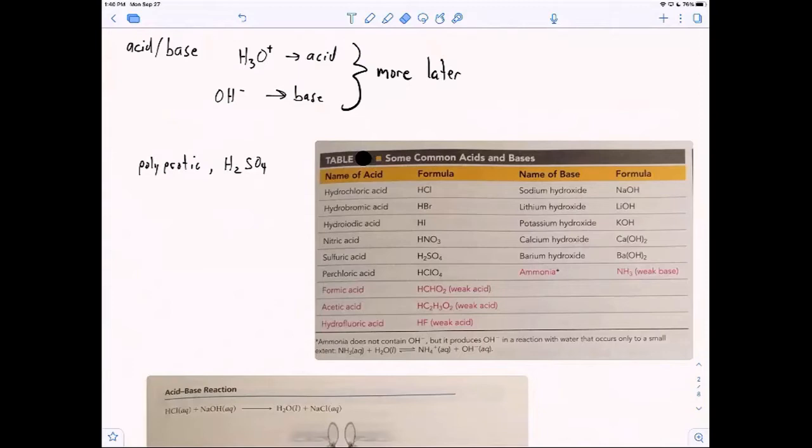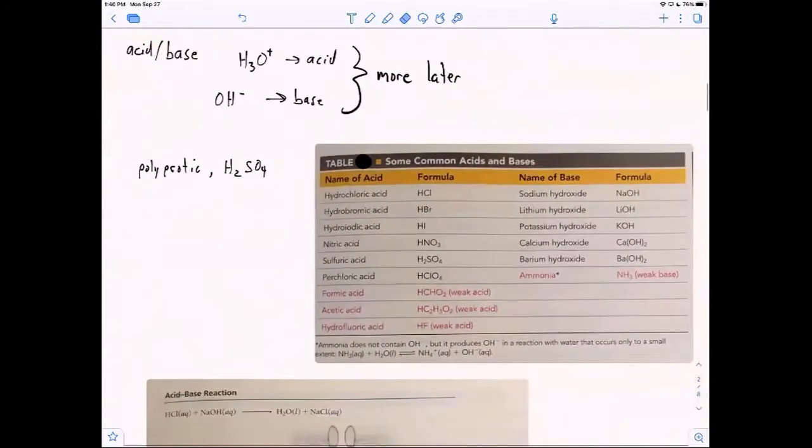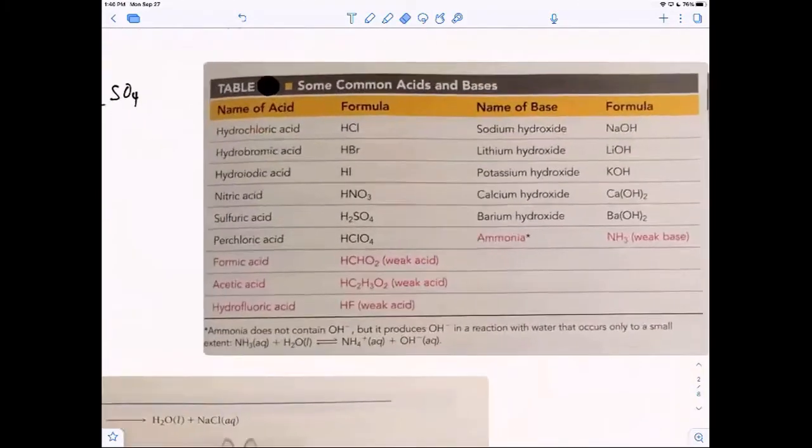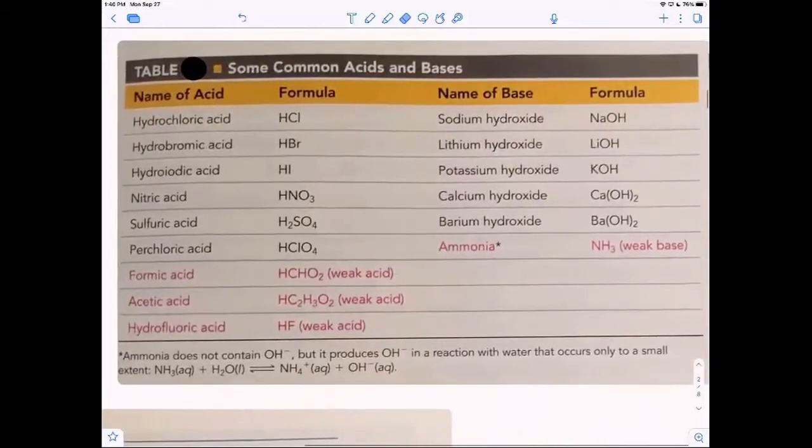And acids can be polyprotic. So you see here sulfuric acid, that's H2SO4, battery acid. That has 2 protons. So it can form 2 parts acid for 1 part sulfuric acid. But here are some common acids and bases.